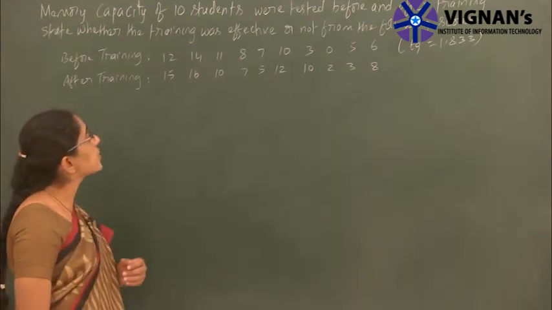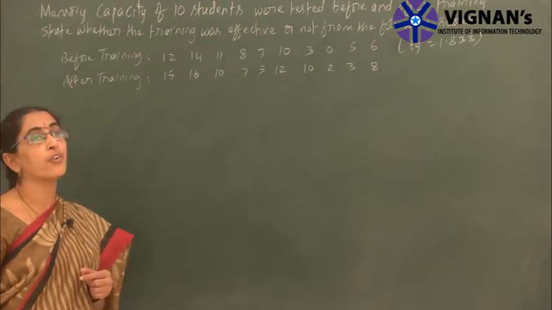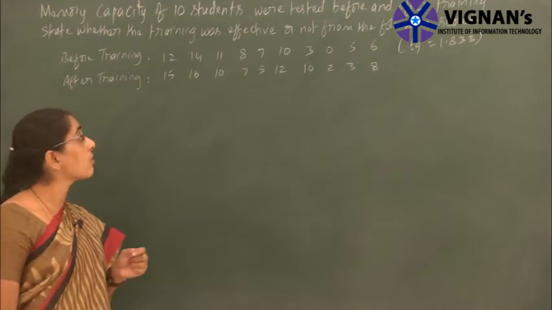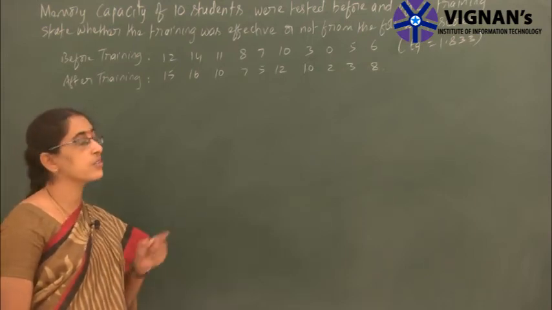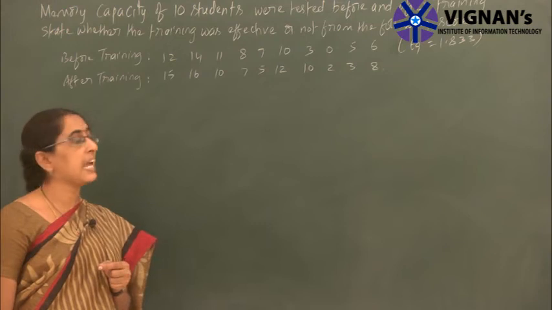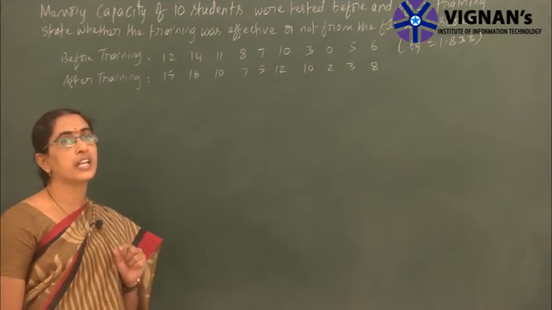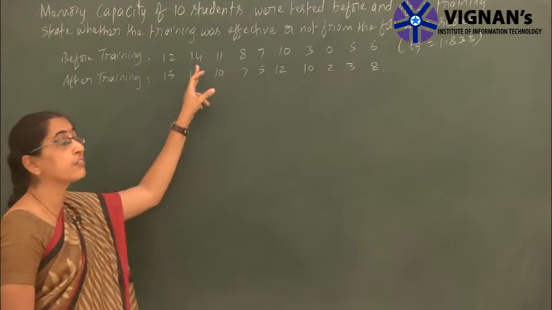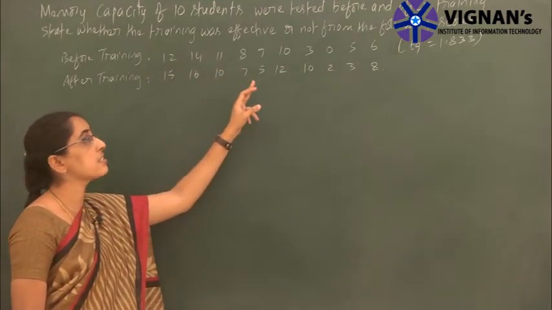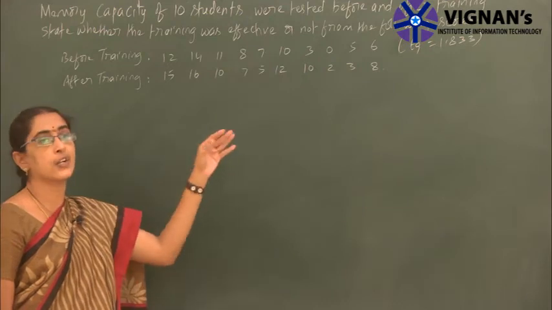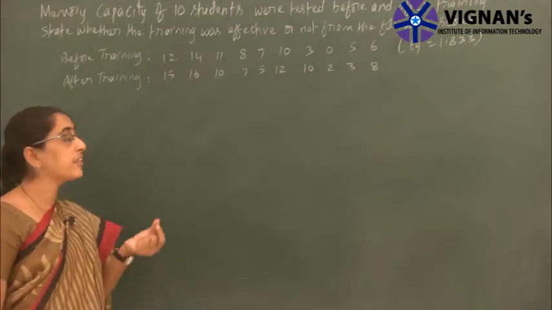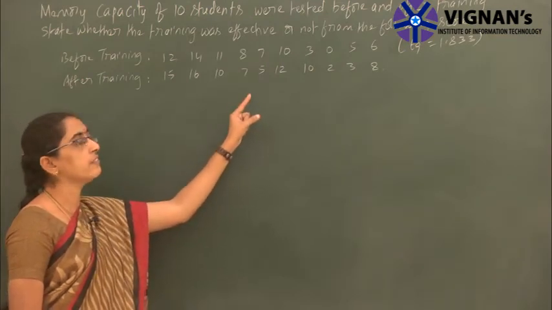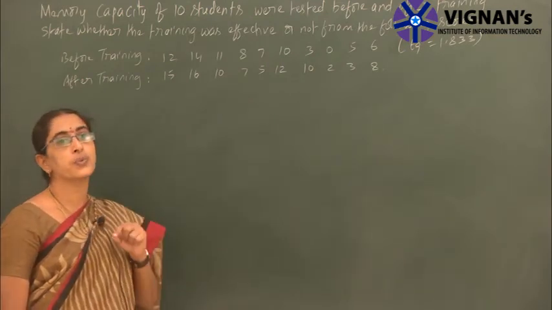The memory capacity of 10 students were tested before and after training. State whether the training was effective or not from the following scores. The tabulated value of t for 9 degrees is given as 1.833. Before training, the scores were 12, 14, 11, 8, 7, 10, 3, 0, 5, 6. After training, the scores were 15, 16, 10, 7, 5, 12, 10, 2, 3, 8.